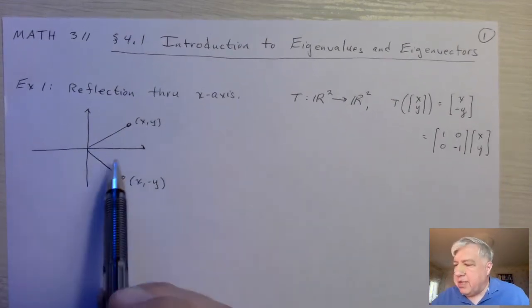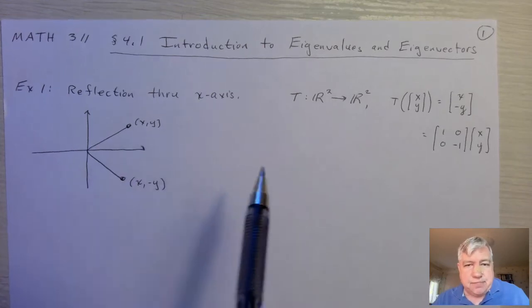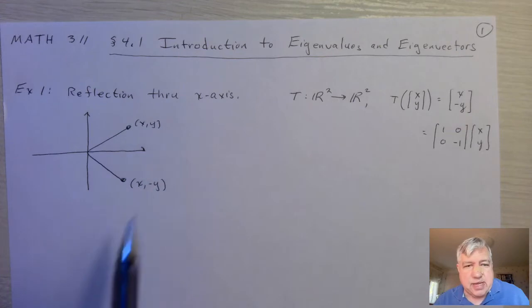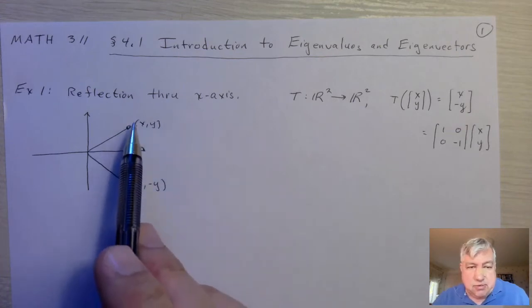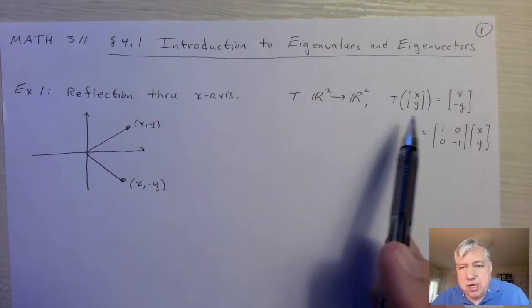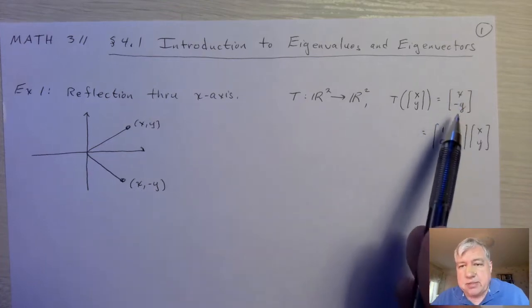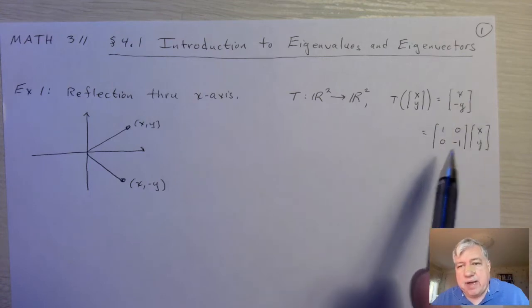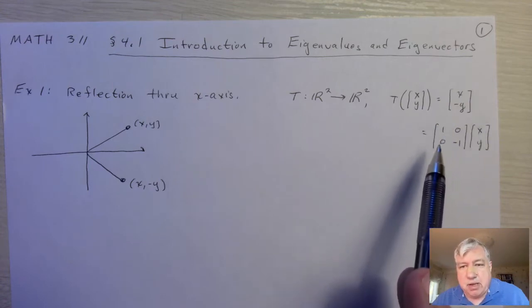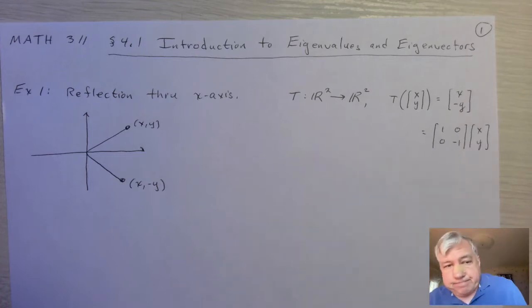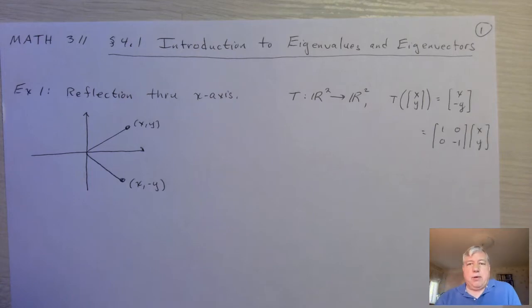The first one is the linear transformation that goes from R2 to R2, and it's a reflection through the x-axis. So it sends the vector (x, y) to the vector (x, -y). So T of (x, y) is (x, -y), and we know now how to find the standard matrix. That standard matrix would be [1, 0; 0, -1].